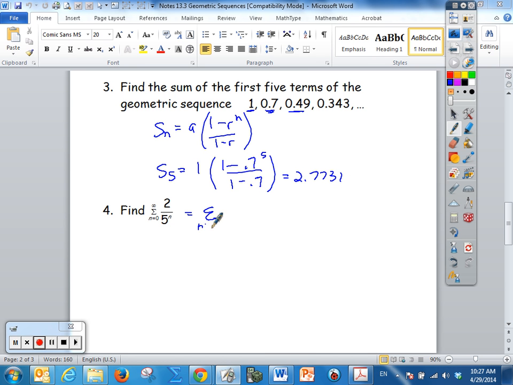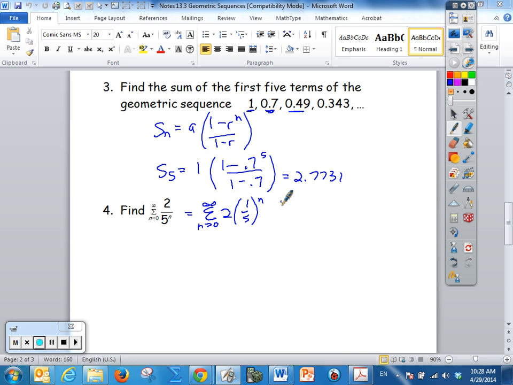Okay, so we have the sum from n equals 0 to infinity. That 2 isn't affected by the exponent, is it? I'm going to pull it out and make it right there in front. Then I'm going to write 1/5 to the n. Now, is that the same thing that I started with? Yeah, it's the same thing. So now we can see that it is geometric, and our common ratio is 1/5.